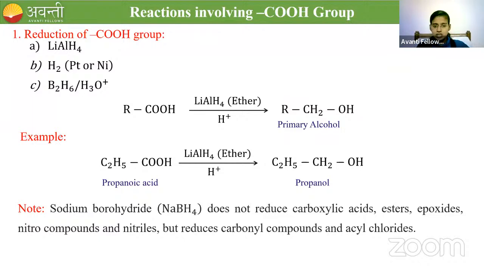So you cannot use NaBH4. It does not reduce carboxylic acids, esters, epoxides, nitro compounds, and nitriles. But it reduces carbonyl compounds and acyl chlorides. Carbonyl compounds means aldehyde and ketone, and acyl chloride means RCOCl. So it can reduce these, but it cannot reduce the carboxylic acid, ester, and other things. Got it? So the first reaction under the third category is reduction.